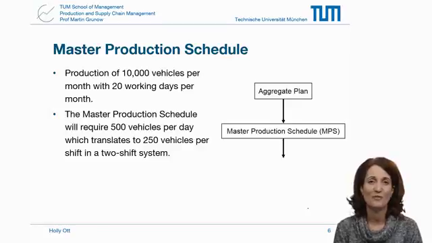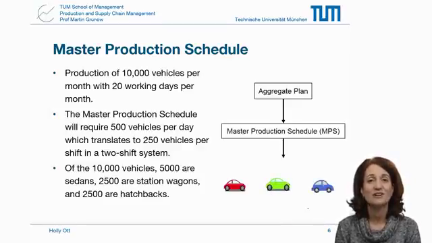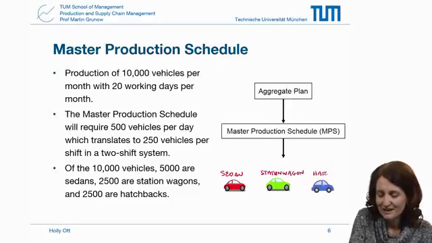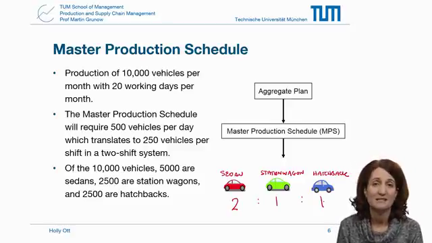But now we want to add something new to our problem, and this is product variety. So of our 10,000 vehicles, 5,000 are sedans, 2,500 are station wagons, and 2,500 are hatchbacks. Now I know these look like the Volkswagen Beetle, but what we're trying to represent is the sedan, the station wagon, and the hatchback, with the point being that there are twice as many sedans demanded as there are station wagons and hatchbacks.